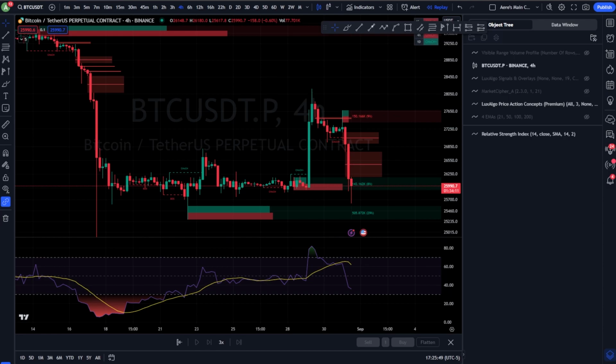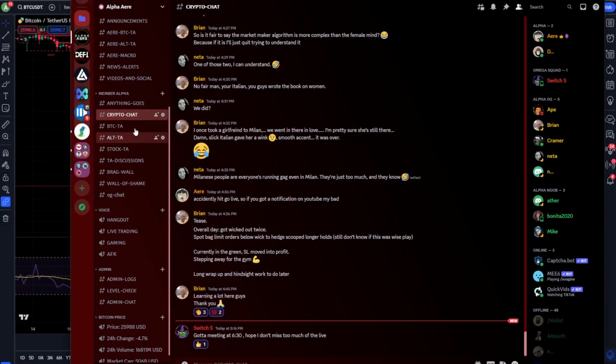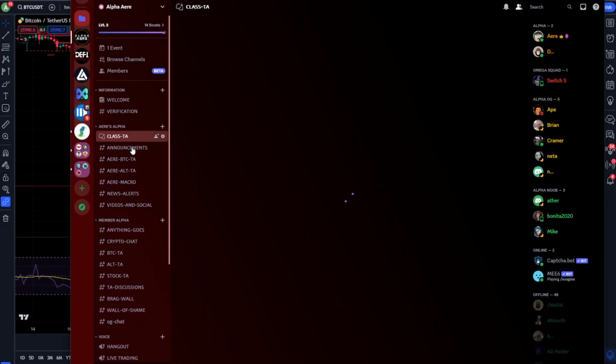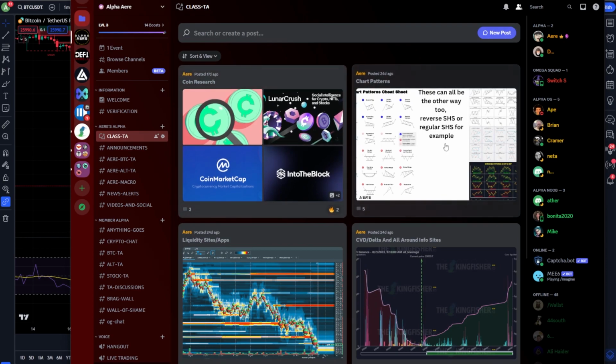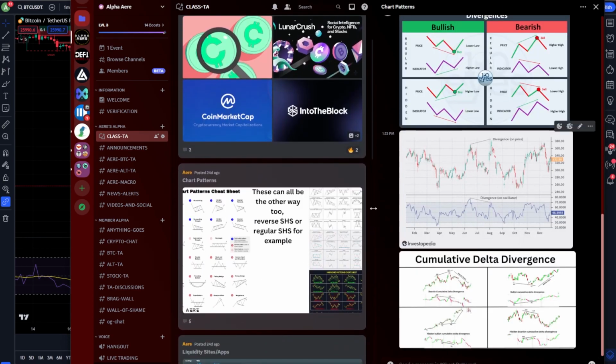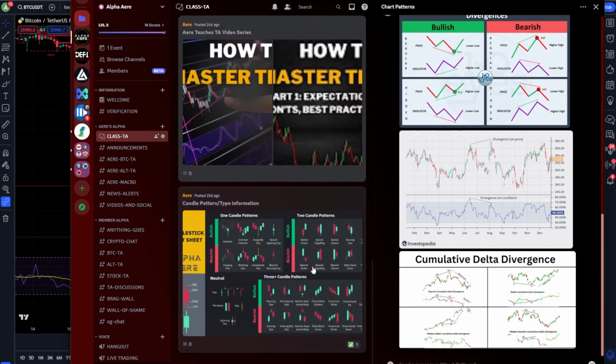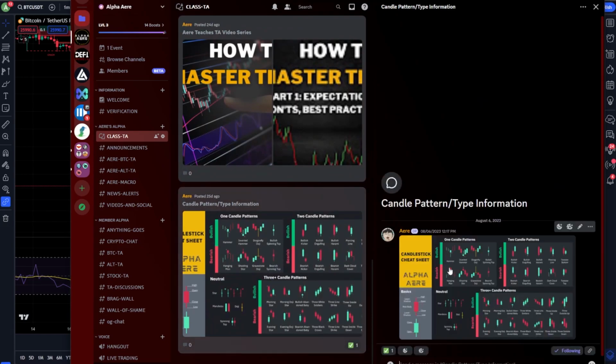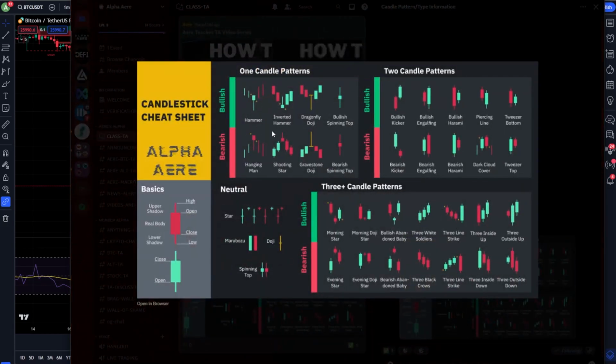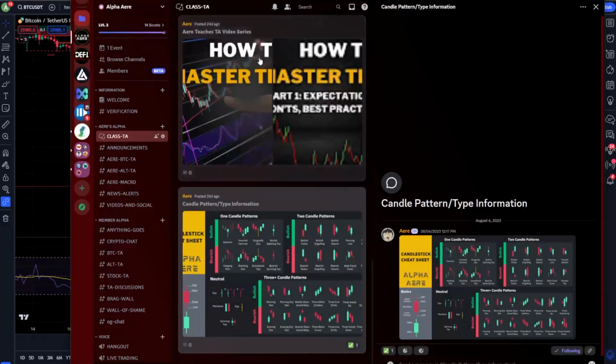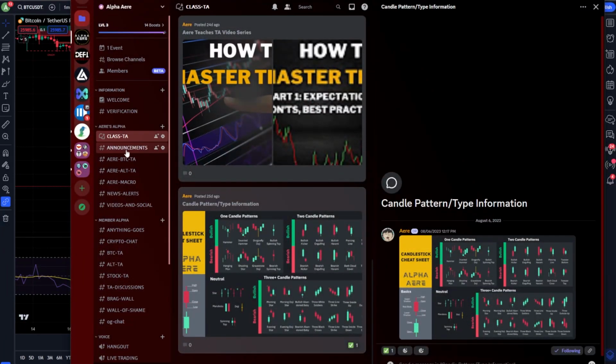Now, in Discord, I have some good study guides here with chart patterns. Really, when you become an expert, you need to learn the candlestick patterns, right? Hammer, inverted hammer, dragonfly doji, bullish spinning top. Now, I'm going to be honest with you. These are cleaner on traditional stocks than they are on crypto. Crypto is more volatile, 100% it is. Anyone who tells you differently is lying to you.